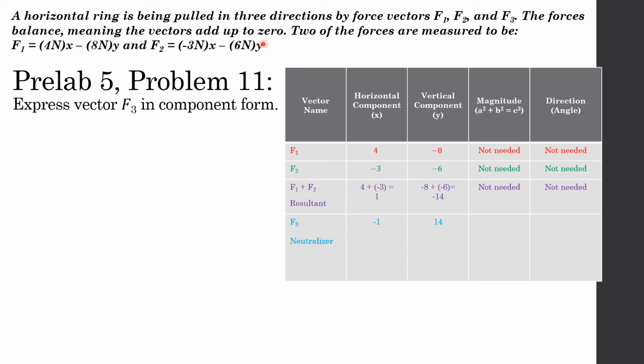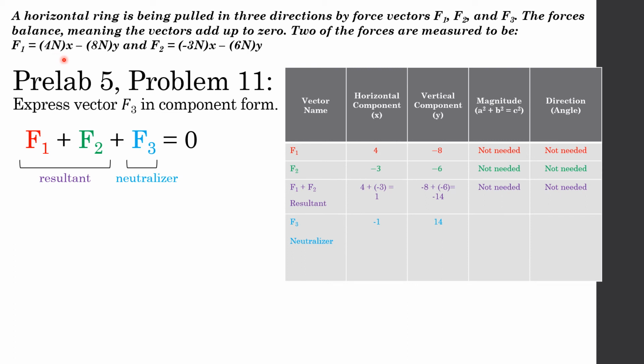So as soon as I see in a word problem that the vectors add up to 0, immediately what I think of is that we have a resultant neutralizer relationship. So I give my first 2 vectors that I have information for, I call them my resultant, and I take my remaining unknown vector and say that this guy is my neutralizer. Now the next thing I want to do is record my given information in my table.